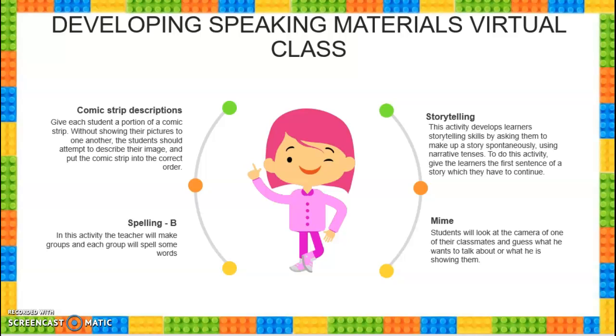The second activity is spelling bee. In this activity, the teacher will make groups, and each group will spell some words. The third activity is storytelling. This activity develops learners' storytelling skill by asking them to make up a story spontaneously using narrative text. To do this activity, give the learners the first sentence of a story which they have to continue.